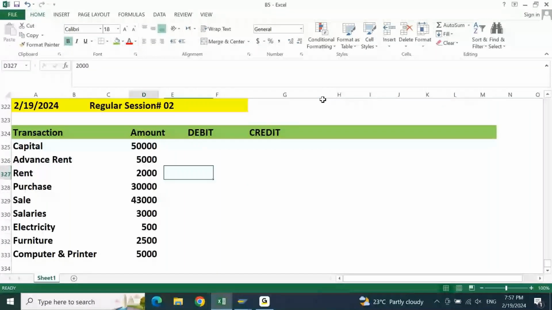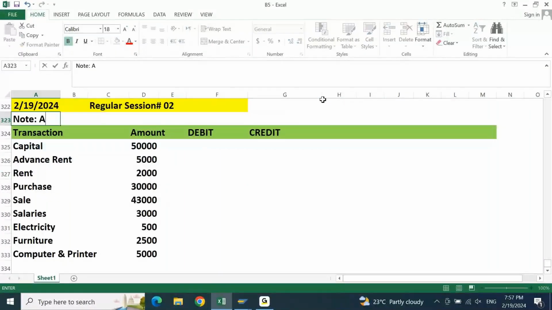Assuming that, note, all are cash transactions. Notice all are cash transactions, meaning whatever the entry that you're recording is settled or is performed by using your cash. Now first one is your capital account.